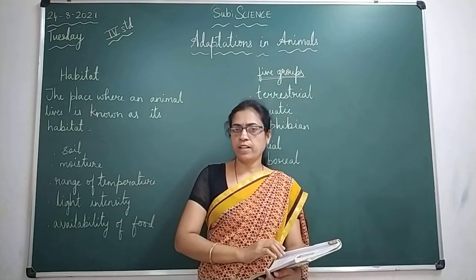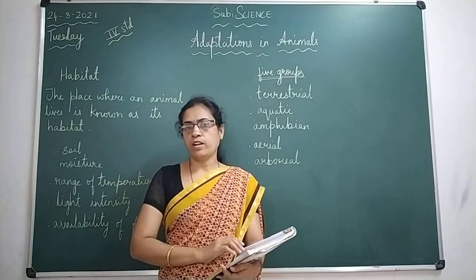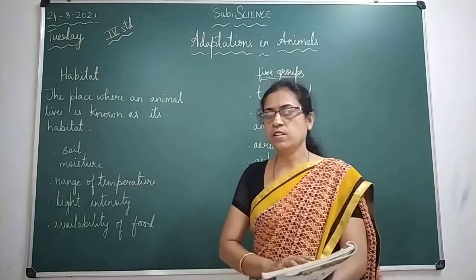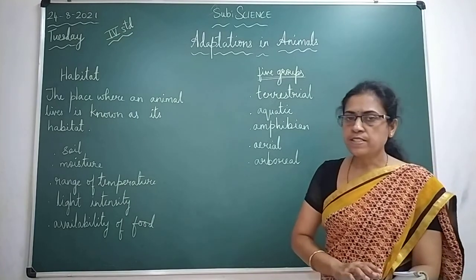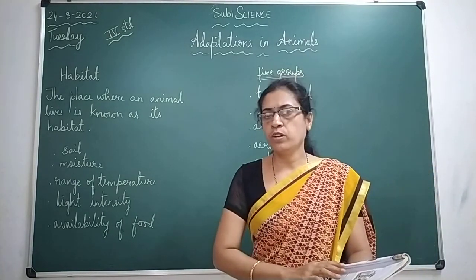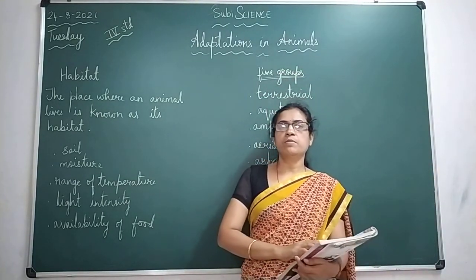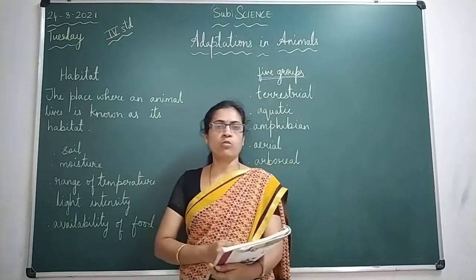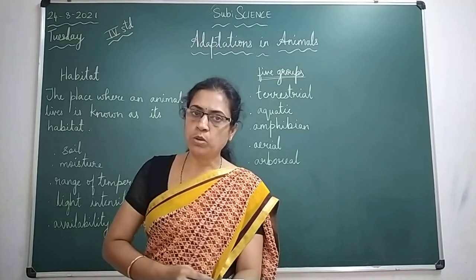Different types of plants also we have learned. I hope you have understood. So let us in this lesson learn about adaptations in animals, children. Like plants, animals are also found everywhere on the earth, isn't it? Some are found on land, some in water, some in desert, some in cold regions.